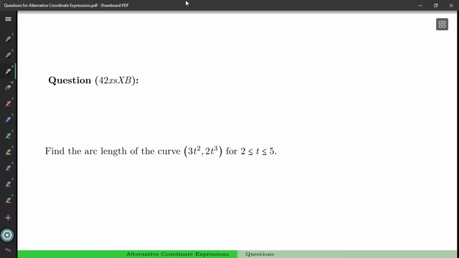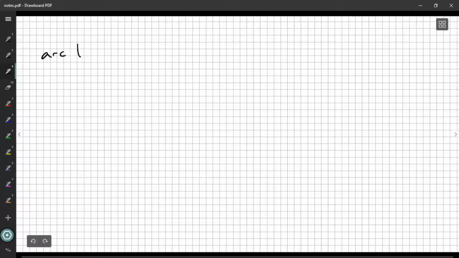Find the arc length of the curve. So we've got a parametric curve here, 3t squared, 2t cubed, for t going from 2 to 5. All right, we know how to set up arc length. We've got a formula for that with parametric curves.